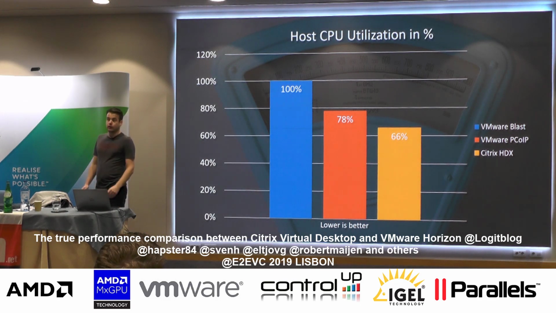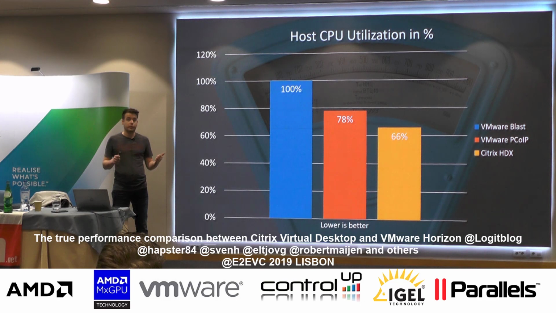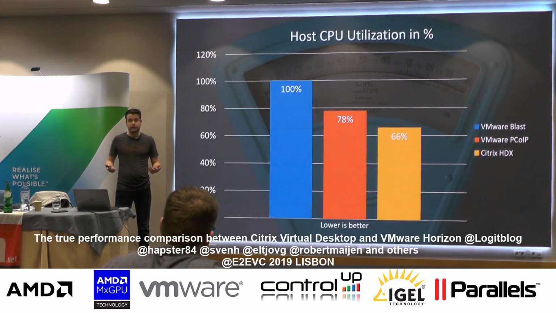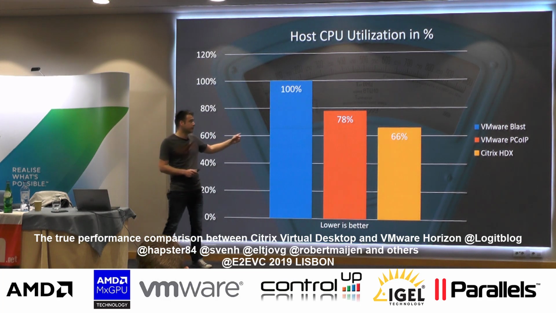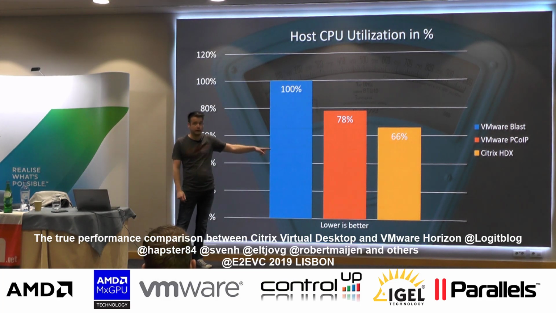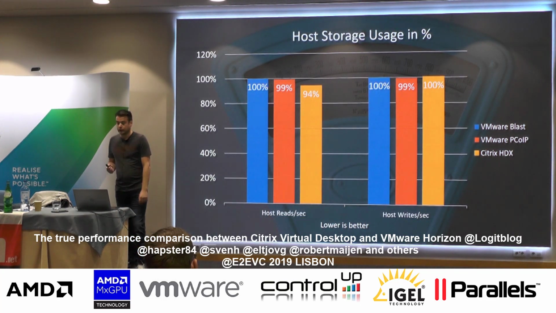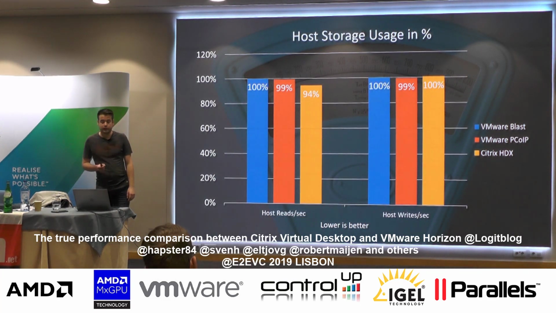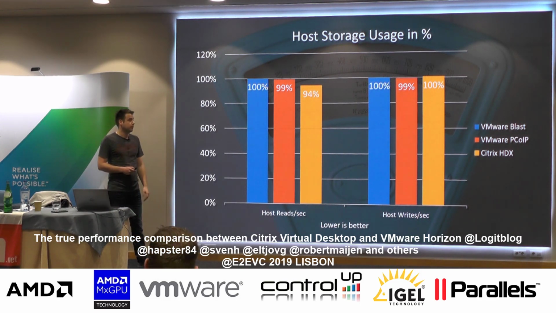So looking at the host CPU utilization, so this is the utilization from the hypervisor itself, you can see a clear difference. Blast requires way more resources compared to PCOverP and ACX. So from a storage perspective, we don't see a real difference. There is a little bit lower reads, but it's not a big difference.